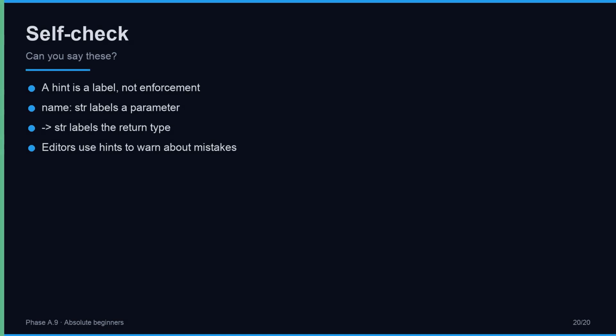Quick self-check. Can you explain in one sentence what a type hint is and why Python does not enforce it? Can you annotate a function that takes a string and returns a string? Can you explain when to use -> None? Can you describe how your editor uses hints to warn you about type mistakes? If any of these feels shaky, re-watch the matching part before moving on.